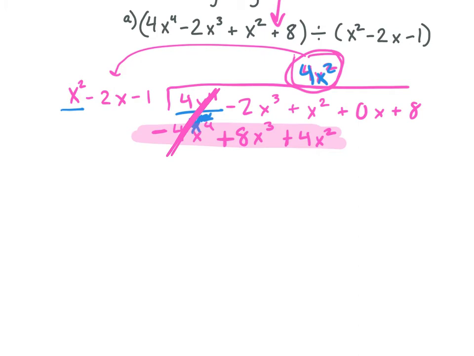Now we combine all the other terms, so it's negative 2x cubed plus 8x cubed, 6x cubed. And then negative x squared plus 4x squared, 3x squared. Lexi, now we start from the top. So what times x squared gives us 6x cubed?